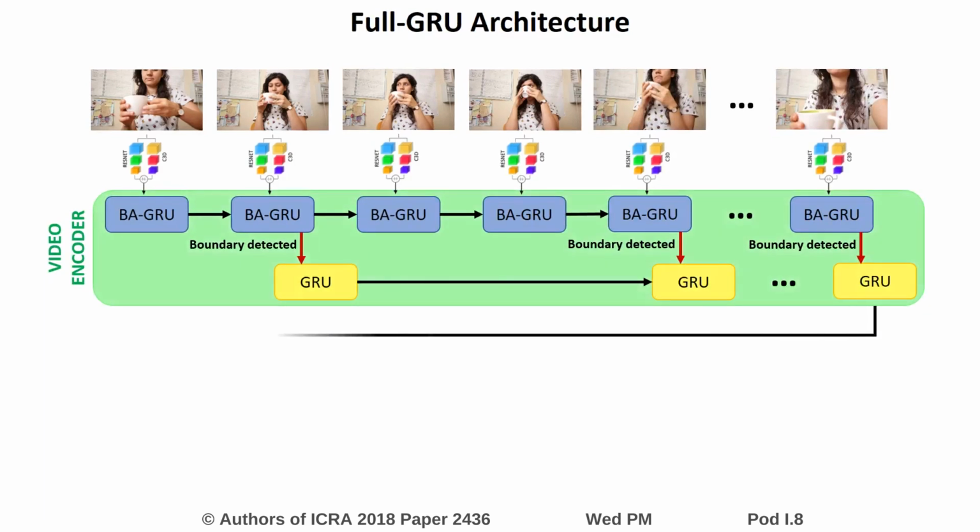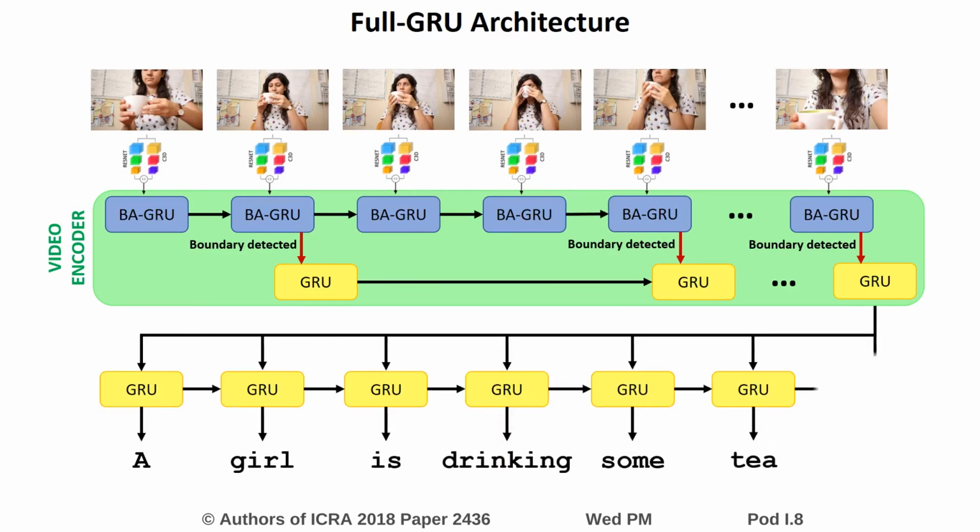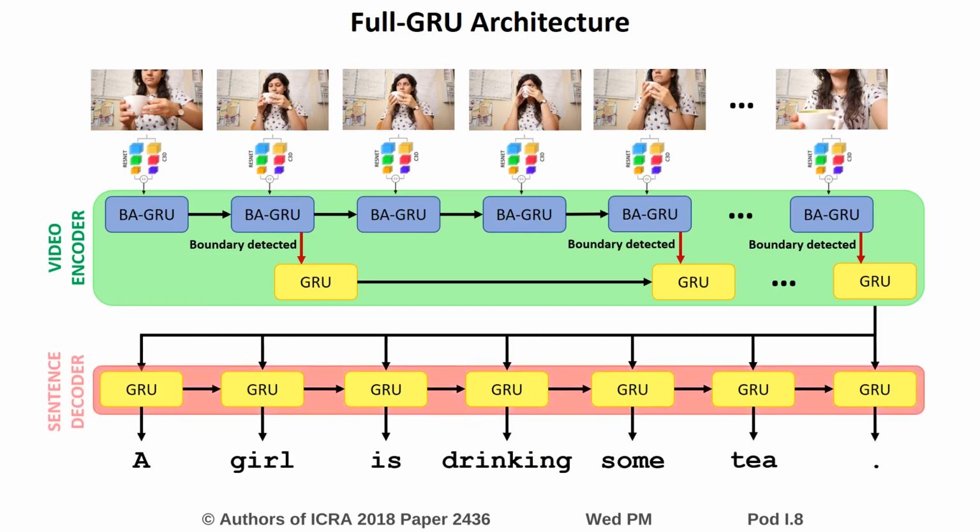The decoder outputs a natural language description by generating the most probable word at each time step, conditioned on the representation provided by the encoder and the previously generated words. The decoder stops whenever an end-of-sequence tag is generated.